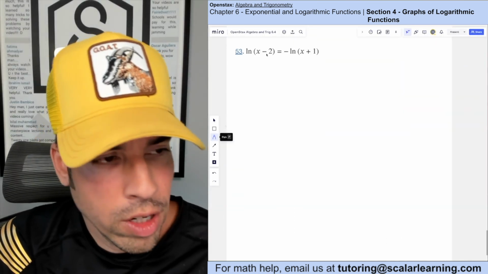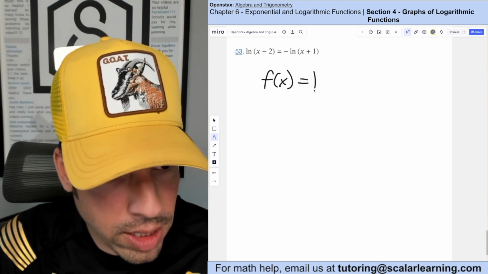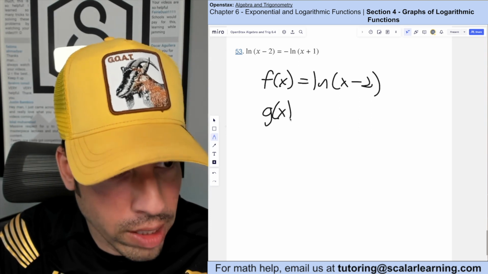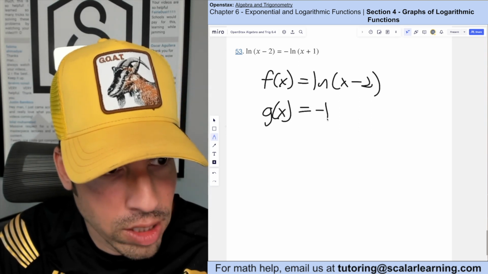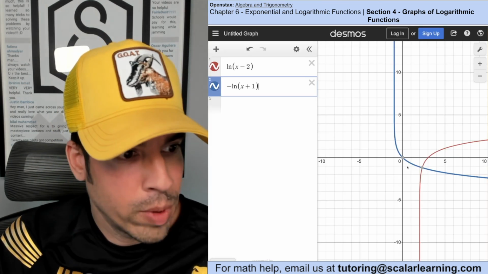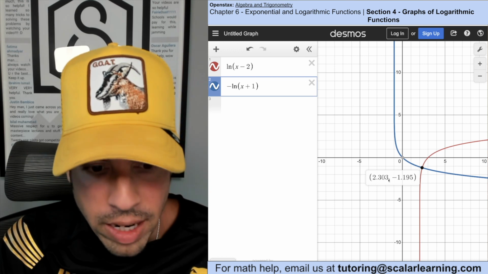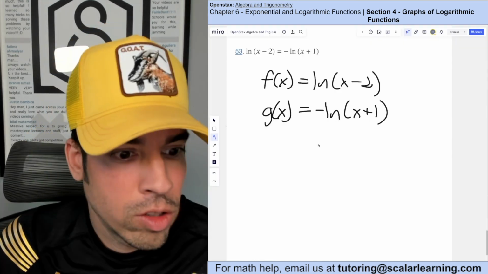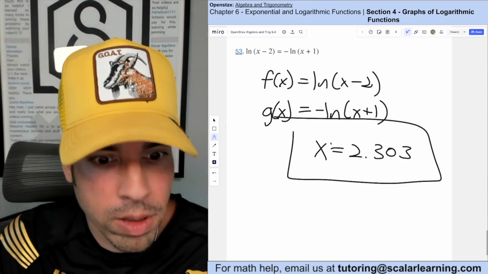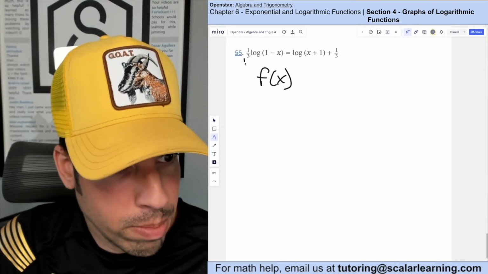So to solve this using a graphing calculator, I'm going to set two functions, one equal to the left-hand side in Desmos, which is ln of x minus 2, and then the second function will be what's on the right-hand side, which is negative ln of x plus 1, and we're going to just see where these two intersect. So we can see that these two intersect right here, and again, we're solving for x, so we're looking for that x value of 2.303. So x equals approximately 2.303, boom.